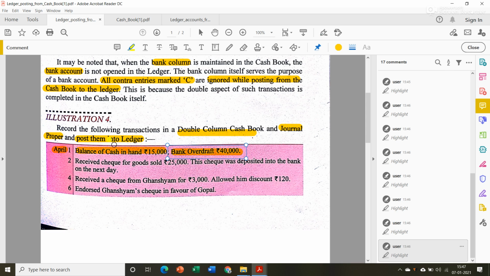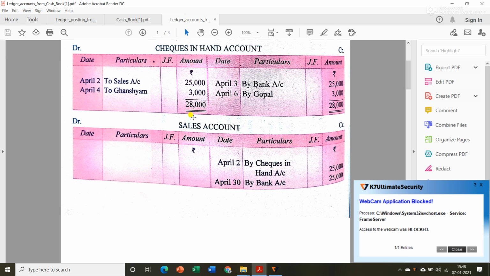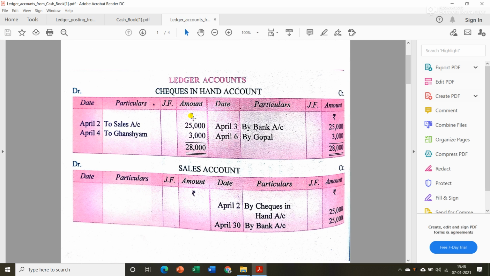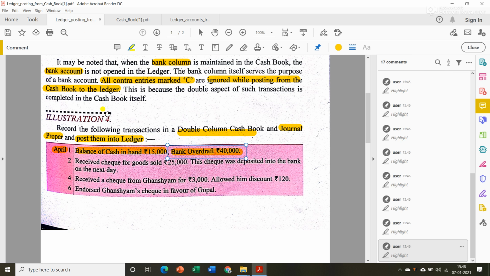Then they asked for journal proper, so you can keep one page for journal proper entries, and the third page you can start preparing ledger accounts. As soon as this first transaction is completed in the cash book, you will see whether you have to pass any journal entry or not. Since in this case we don't have to pass any journal entry, you can simply go to the ledger accounts and start preparing there. But since this is the opening balance and we don't have to prepare cash account and bank account, we can ignore this while preparing ledger accounts.